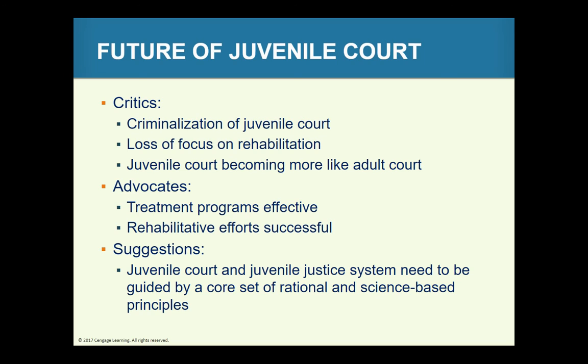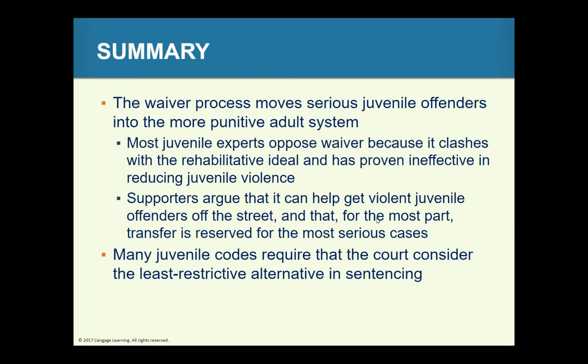Juvenile court needs to be guided by a core set of rational and science-based principles, such as systematic assessments of culpability and treatment needs, and a consistent balancing of punishment and treatment. That wraps up this chapter.